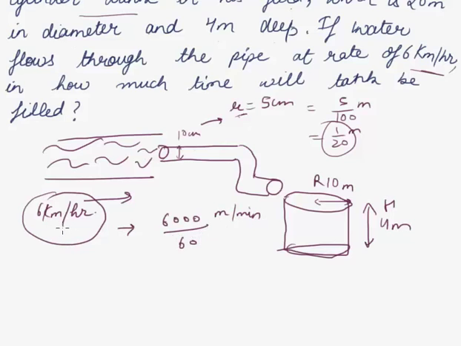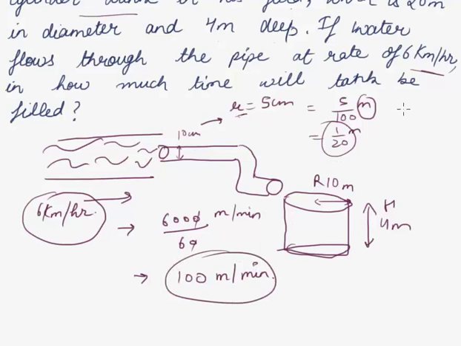Why have we converted it into meters per minute? Because we have converted all the measurements into meters, and on solving, we will get the flow as 100 meters per minute. Now friends, what does this flow signify? In 1 minute, 100 meters of this pipe is covered.